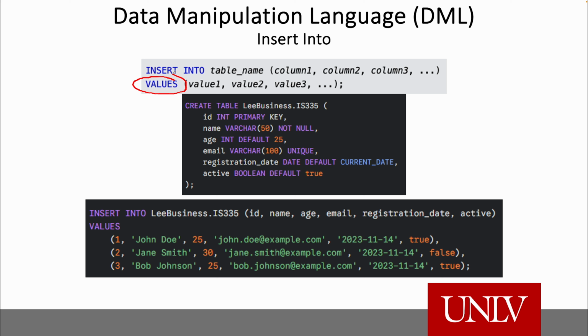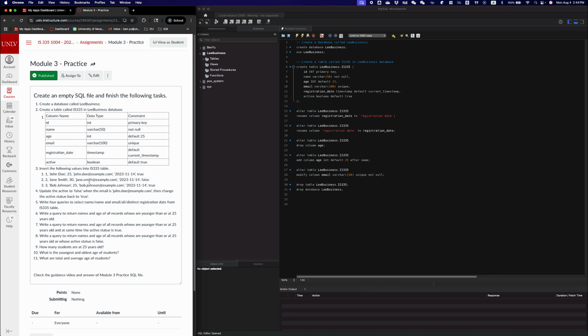The values keyword here is used to specify the actual values to be inserted. And after the values keyword, there is a series of values enclosed in parentheses, representing a set of data for each row. It is important to note that each value must be placed in the corresponding column position, and the data types must be consistent. For example, we can insert some data into the table we just created. So this is the value we can insert into the IS335 table.